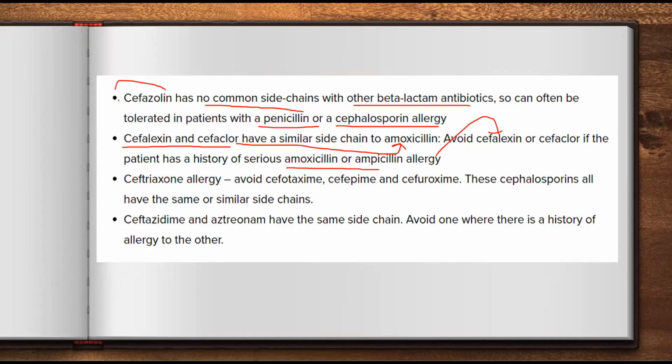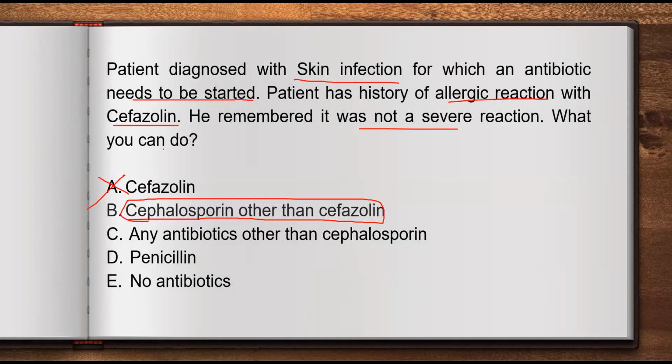So that's why I say that cefazolin is a special drug, because it doesn't share its side chains with any other antibiotic. So someone having an allergic reaction to cefazolin should not receive cefazolin, but you can give any other form of antibiotic. So obviously you can give cephalosporin, you can give penicillin, that's fine.